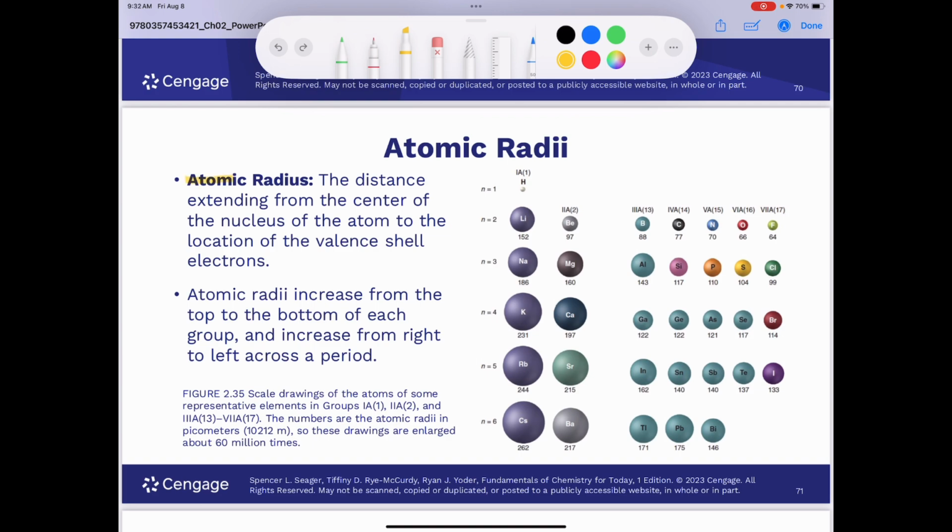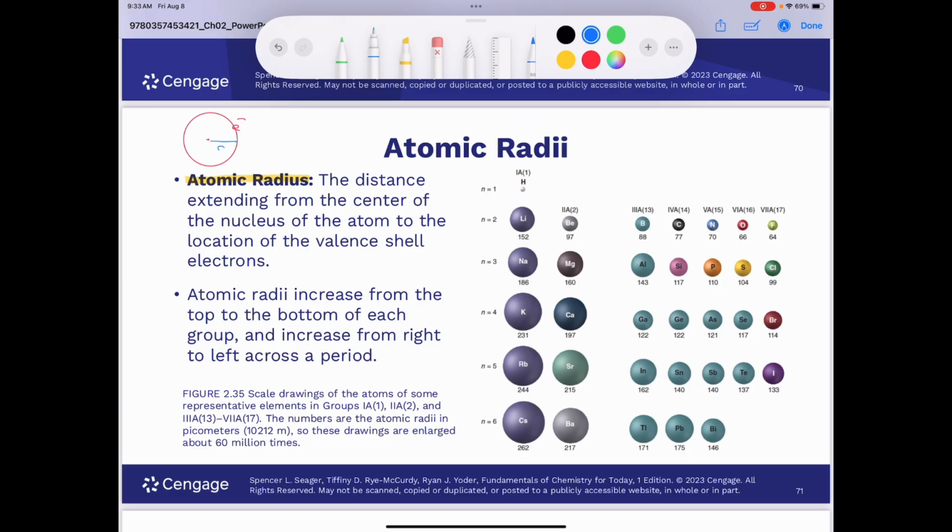And an atomic radius is defined as the distance extending from the center of the nucleus of the atom to the location of the valence shell electrons, right? So if we have our atom that looks something like this, if this is where a valence electron is and this is our nucleus, the atomic radius is going to be this distance right here, okay?